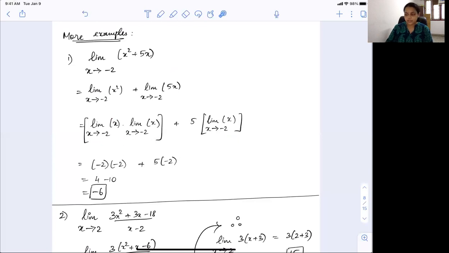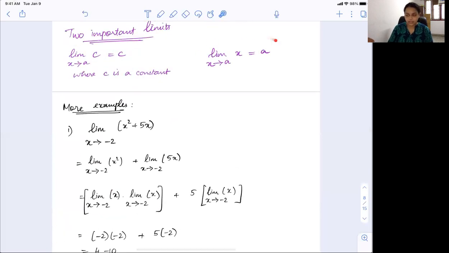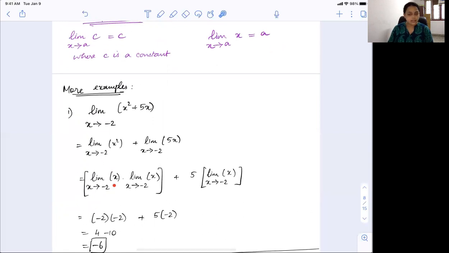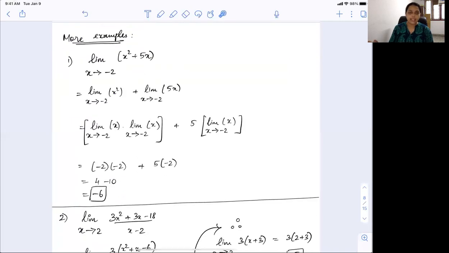Now it is of this form which we saw in the previous video. And now I'm just going to plug in the value of x equal to -2 into this expression. I evaluate the limit and I calculate that to be -6.